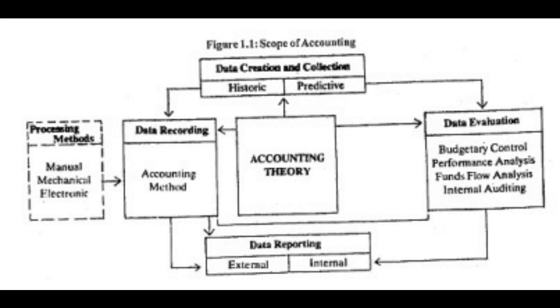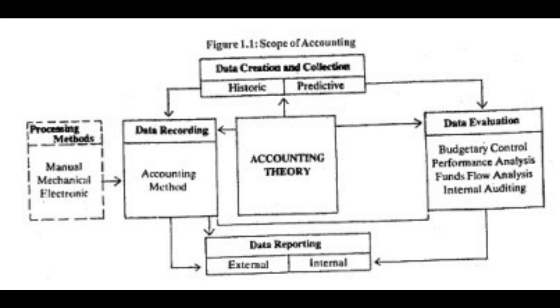1.2 Scope of accounting. The scope of accounting can be presented in a diagrammatic form as shown in Figure 1.1. Data creation and collection is the area which provides raw material for accounting. The data collected is "historic", in the sense that it refers to events which have already taken place. Earlier, accounting was largely concerned with what had happened, rather than making any attempt to predict and prepare for future.